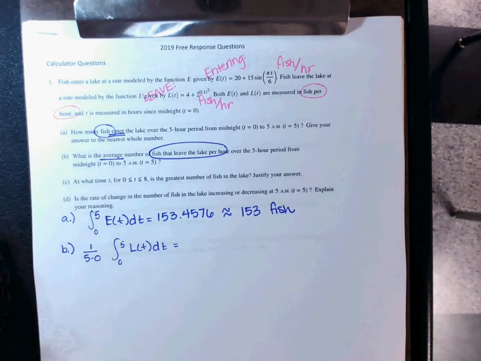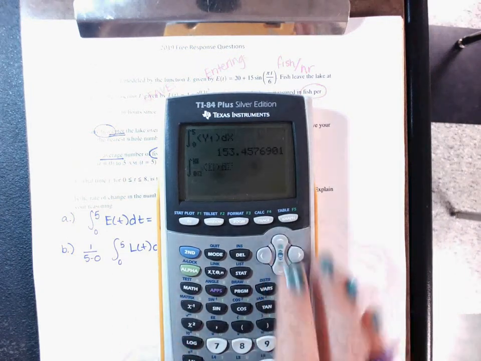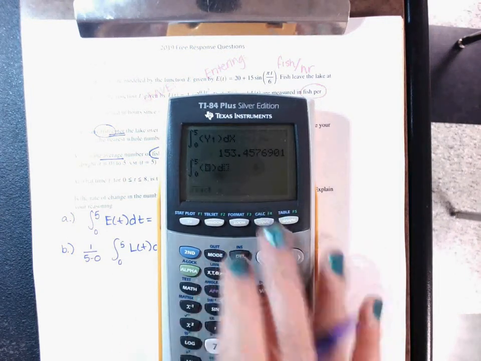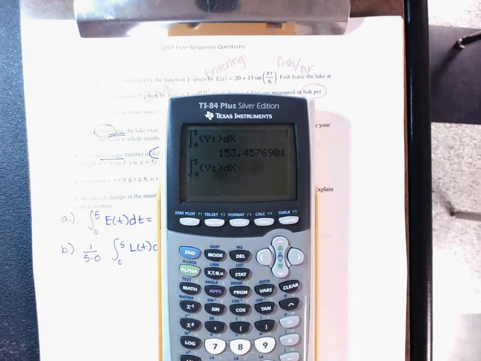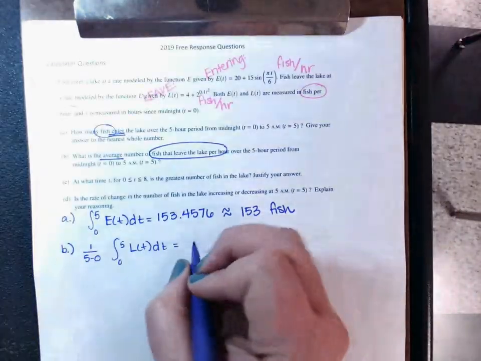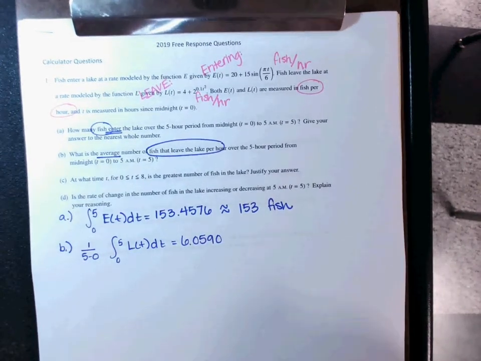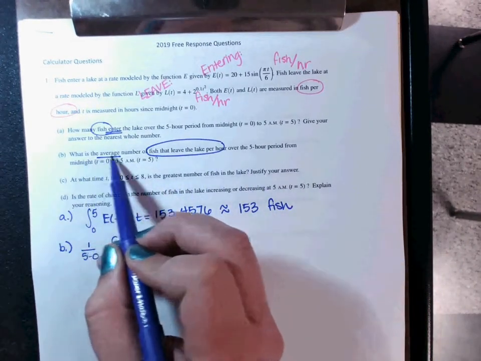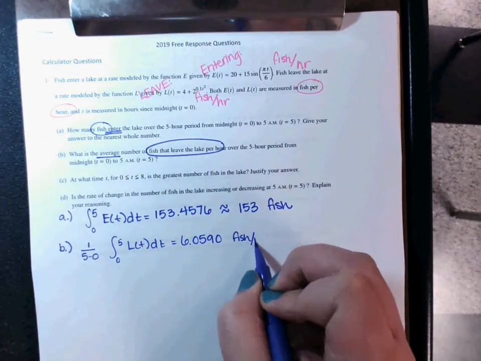Okay, so then in the calculator, I'm going to work the integral first. So 0 to 5, this is going to be my second function, my y2 dx. Then once I get that answer, I'm just going to remember to go back and divide it by 5. So I get 6.0590. Now this one does not ask me to round it, so I'm going to leave it as fish per hour.